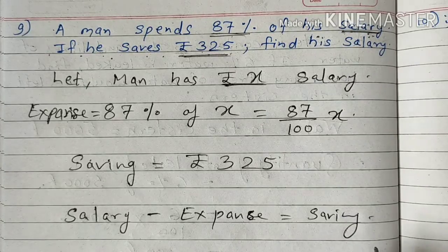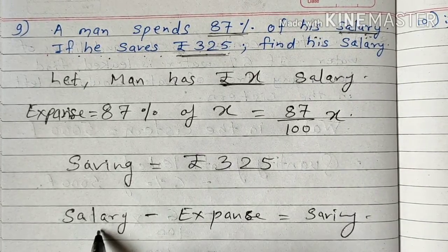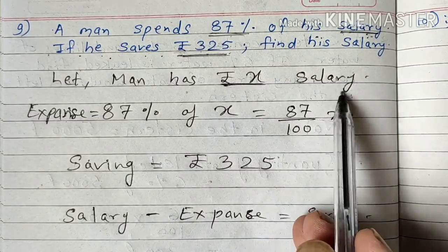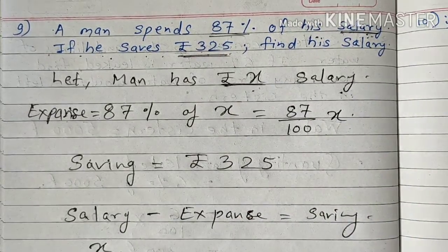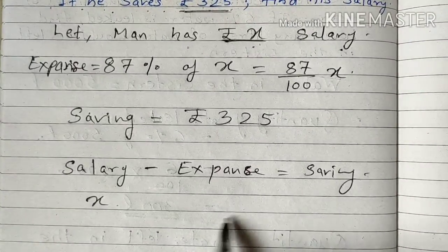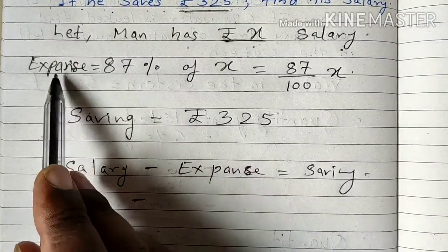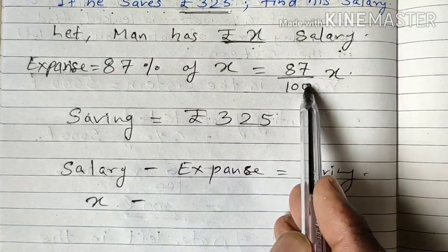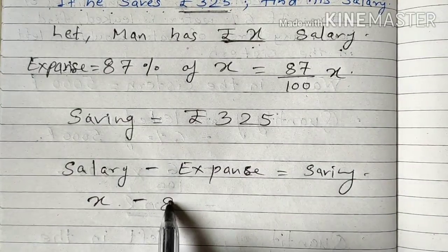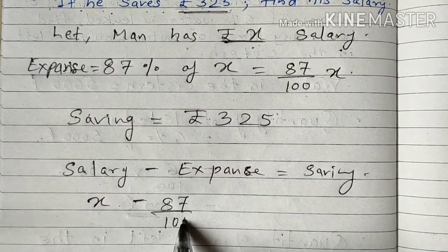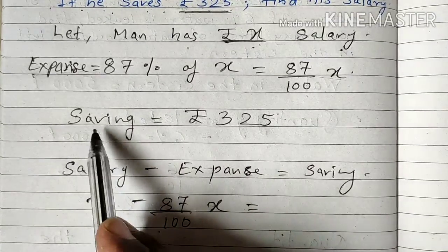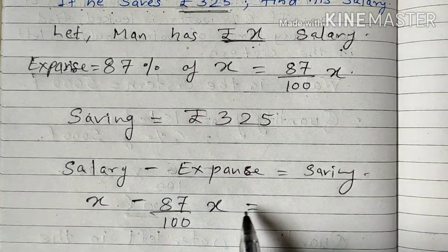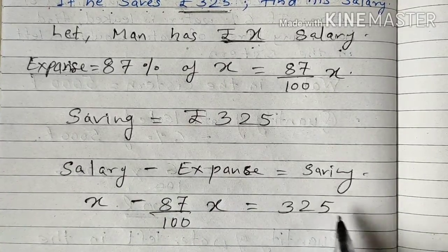So here, what is the value of salary? Salary is unknown to us, so we have considered it as X, minus expenses. How much are the expenses? This is the expenses, 87 upon 100 X. This is the expenses. And saving is given in our question, that is 325.